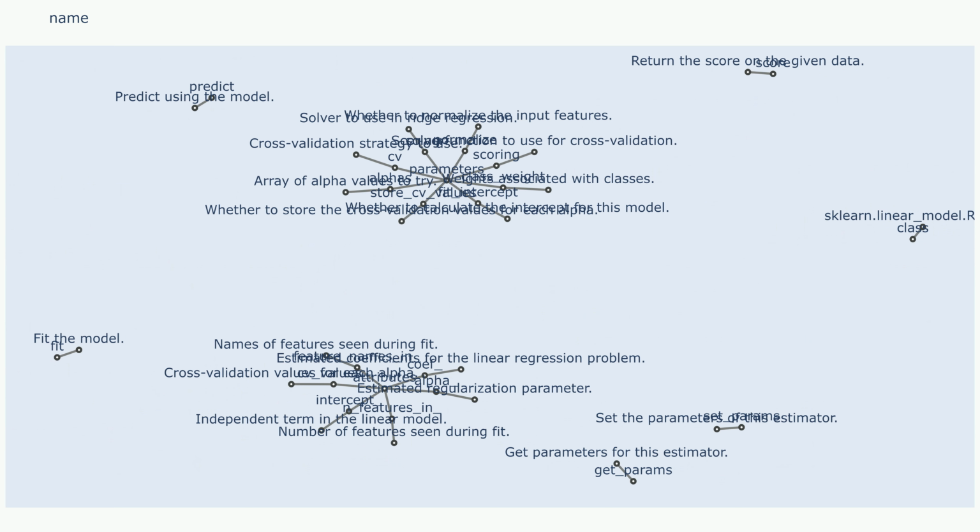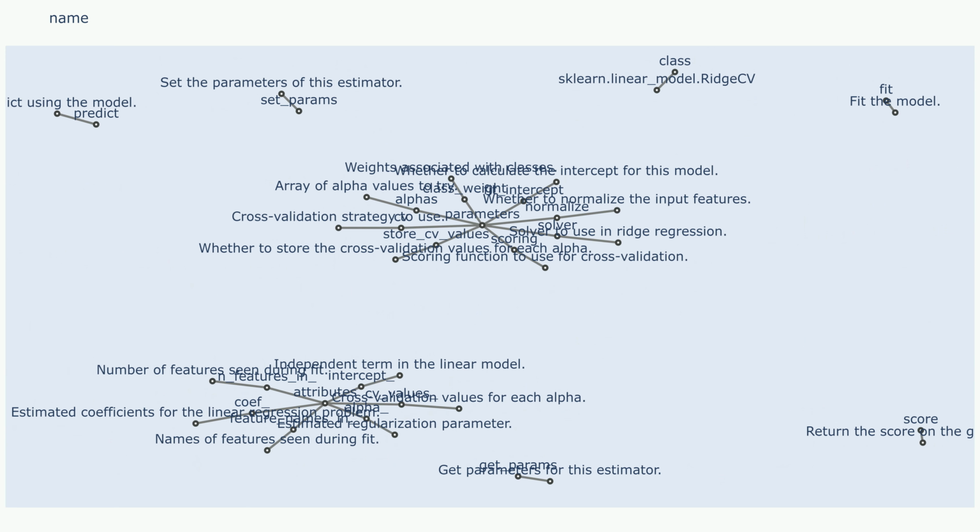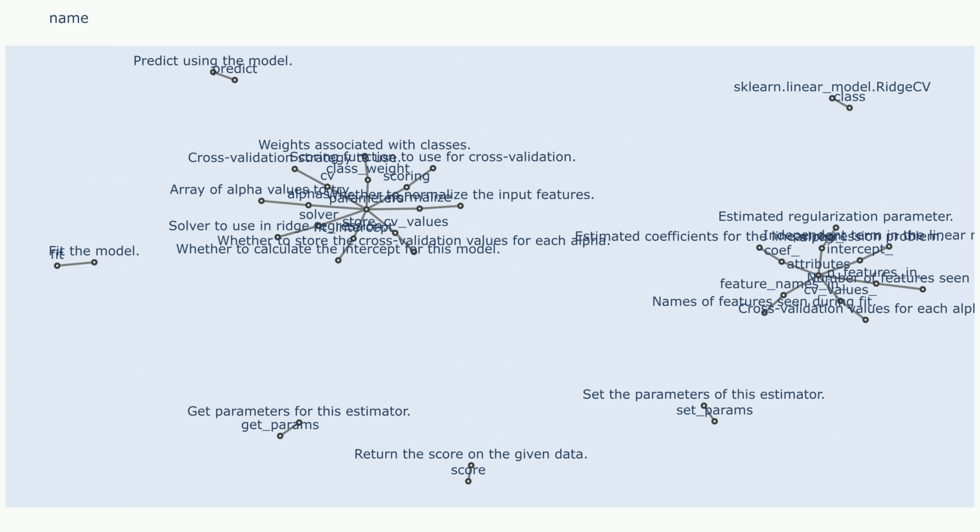scoring specifies the scoring function to evaluate model performance during cross-validation. Default: None, the default scoring for regression problems. Options: a string, e.g. neg_mean_squared_error, uses predefined scoring metrics from scikit-learn. A callable provides your own custom scoring function. store_cv_values decides whether to store the cross-validation scores for each alpha value. Default: False. Enabling it can be helpful for inspecting the cross-validation results.